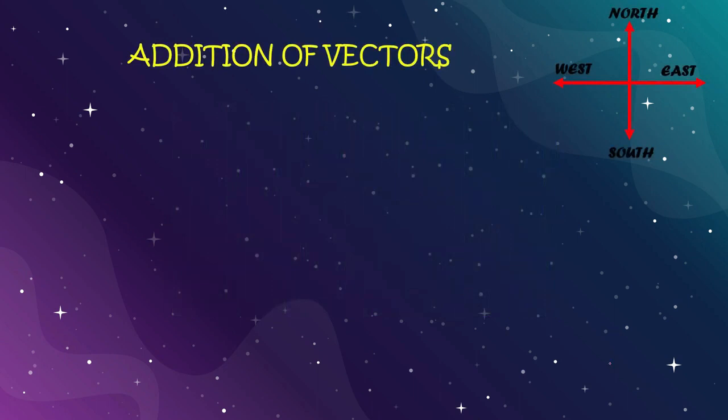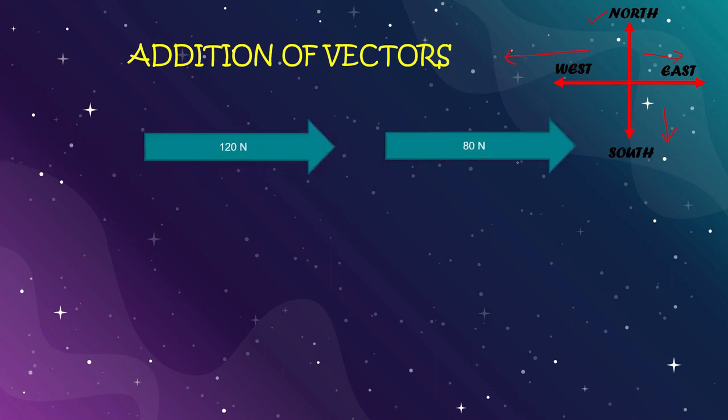Now let us discuss the addition of vectors. Vectors may be moving in a particular direction. So we can refer to this sign as a representation of direction. Say the top one is going to north, its opposite, the bottom, is going to south, the right side is east, the left side is west. If we consider two vectors, in this case we are considering force as a vector.